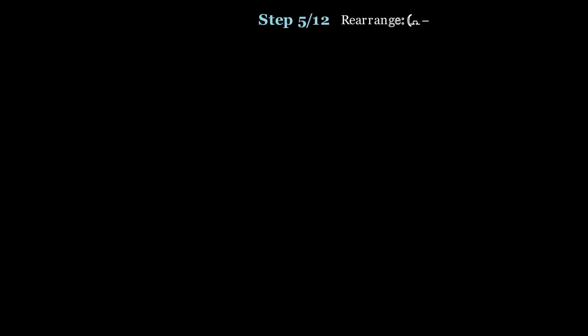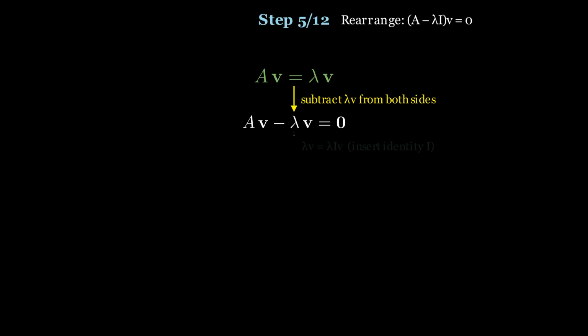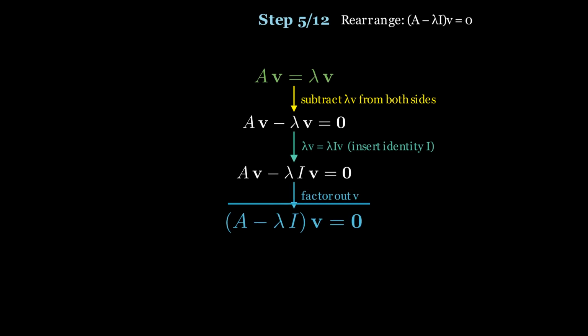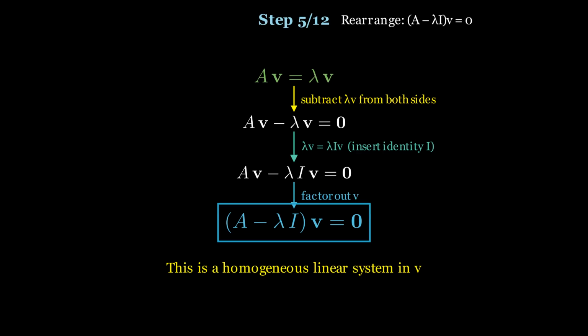Step 5. We rearrange the eigenvalue equation algebraically. First, subtract lambda v from both sides to get 0 on the right. Then write lambda v as lambda I v, inserting the identity matrix, so that v can be factored out. The result is A minus lambda I, all times v, equals 0. This is a homogeneous linear system in the unknown vector v.